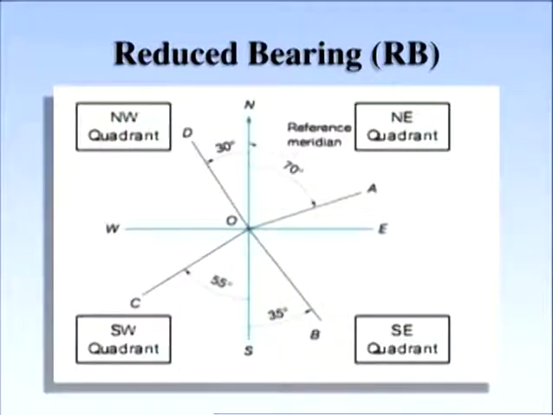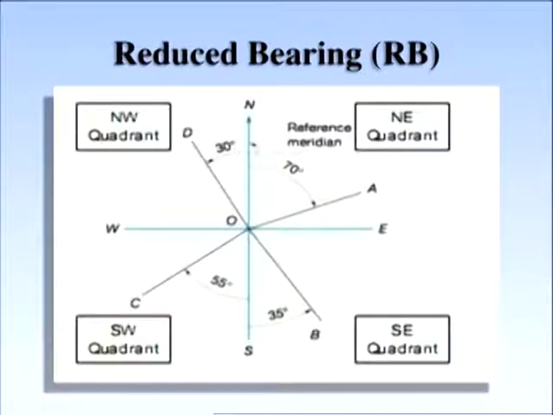Now see this figure. The first quadrant is the northeast quadrant, here is the southeast quadrant, here is the southwest quadrant, and here is the northwest quadrant. This is quadrant 1, this is quadrant 2, this is quadrant 3, and this is quadrant 4. Suppose one line is given, OA, and the angle is 70 degrees.